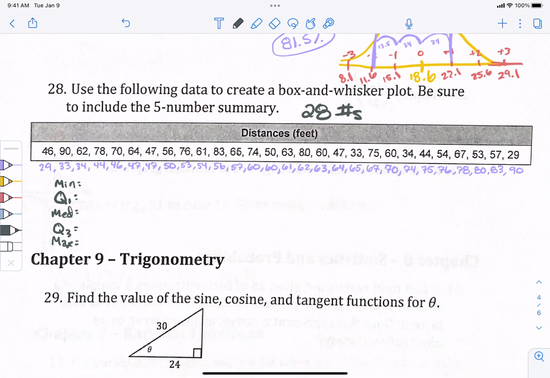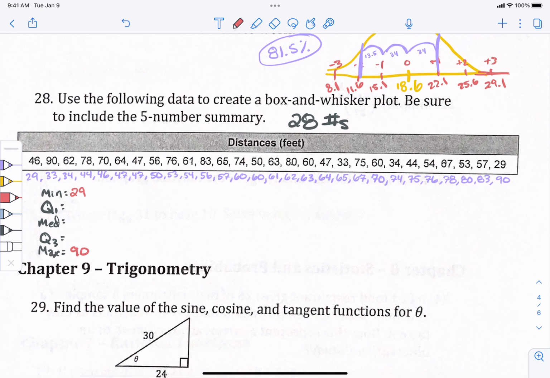Okay? Ready? Minimum number. That's easy. I can do that. 29. Maximum number. 90. Nice. All right, now we're going to find the median next.